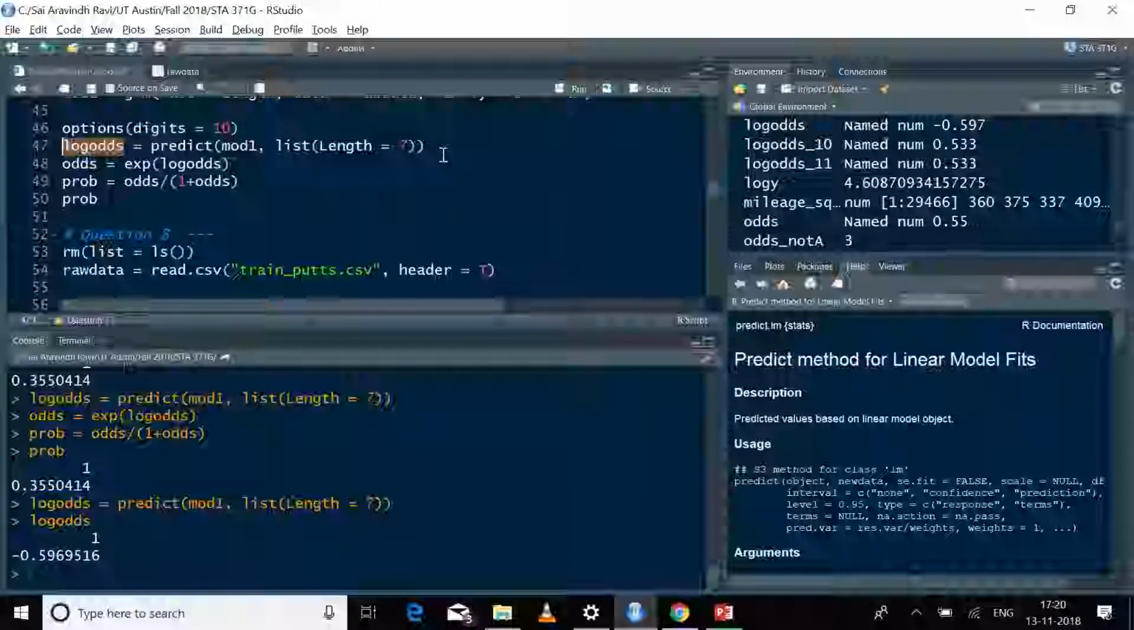Okay, yeah. So that's what I'm saying. If you think about it, log of p by 1 minus p is nothing but my log odds. By specifying type equals response inside your predict statement, I'm doing all this and we're getting this number, the p value.